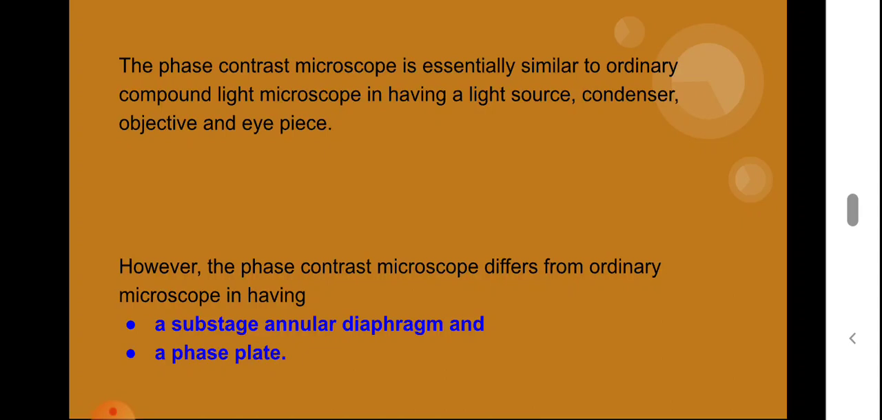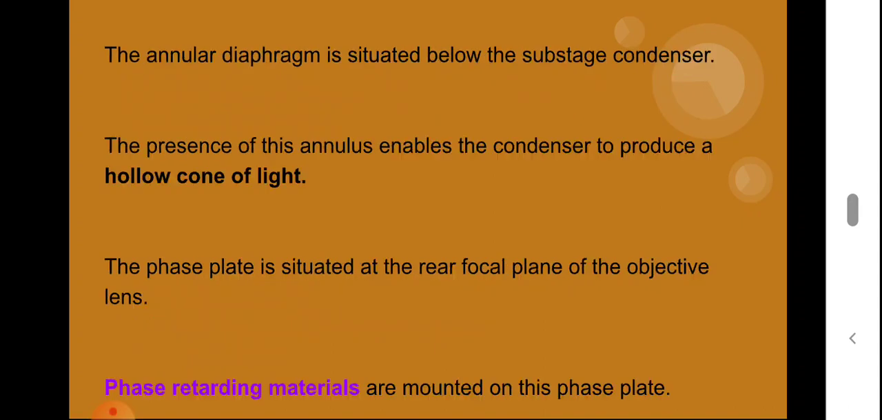But here in the phase contrast microscope, below this substage condenser, there is a substage annular diaphragm. Okay, and it also has a phase plate. So two components are extra in the phase contrast microscope: a substage annular diaphragm and a phase plate. The annular diaphragm is situated just below the substage condenser, and because of its presence, it will enable the condenser to produce a hollow cone of light.